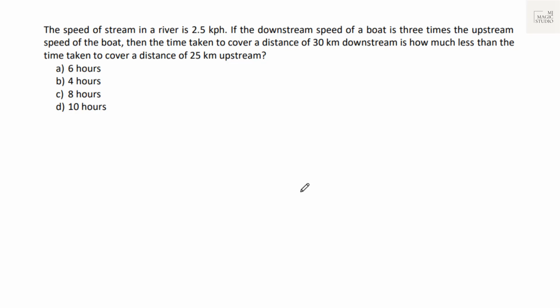Okay, let's do one more. The speed of stream in a river is 2.5, w is 2.5 kph. If the downstream speed of the boat, that is m plus w, is 3 times the upstream speed of the boat, m minus w, with w given as 2.5: m plus 2.5 equals 3m minus 7.5. So 10 equals 2m. m is equal to 5 kph.